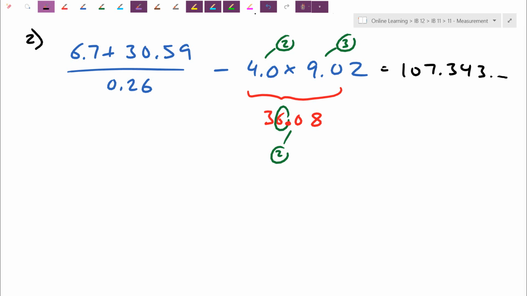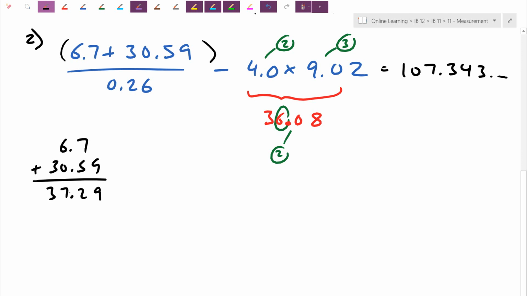Now let's do the plus part for the top. So 6.7, 30.59. I'm just going to do that part on the side here, because the add rule is different from multiply and divide, so I'll do it separately. So 9 to, what's that, 37.29. Remember, for the addition subtraction rule, you line up the decimal place.